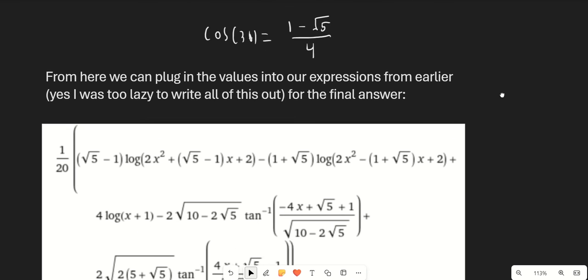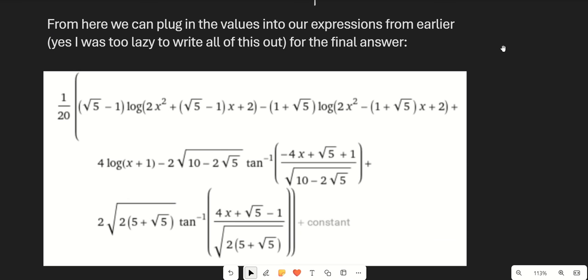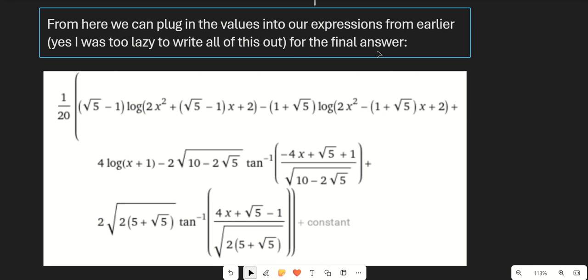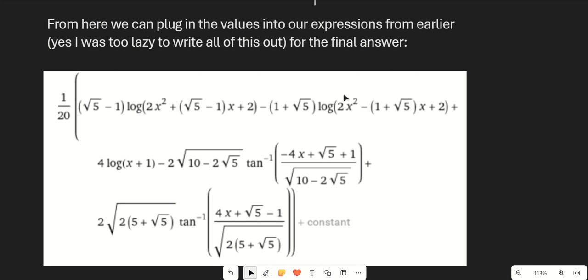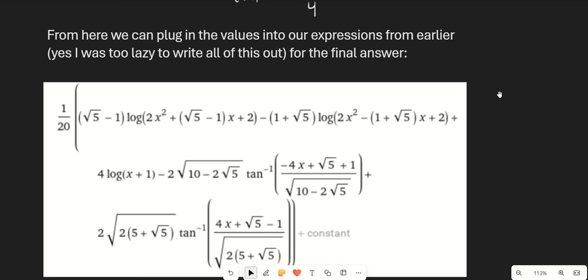And then we can go ahead and plug the values into our expression from earlier. I was really too lazy to write all of this out, but here's the final answer right here. And that's it. Oh, something I just noticed that I did. Oh, never mind. Sorry. Yeah, this is right. Right here. And that should be it.